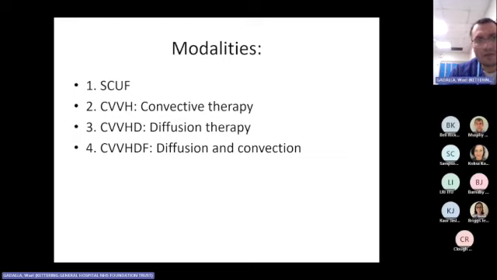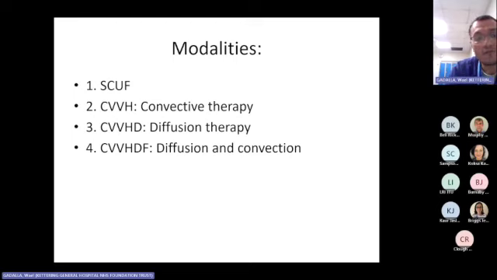The modalities of renal replacement are slow continuous ultrafiltration, and also continuous veno-venous hemofiltration. When we say C here, it stands for the principle of continuity, which means the renal replacement therapy is continuous, and VV because we are taking from the vein and returning the blood back to the vein, so veno-venous. And then H stands for hemofiltration. Then hemodialysis, which is CVVHD.